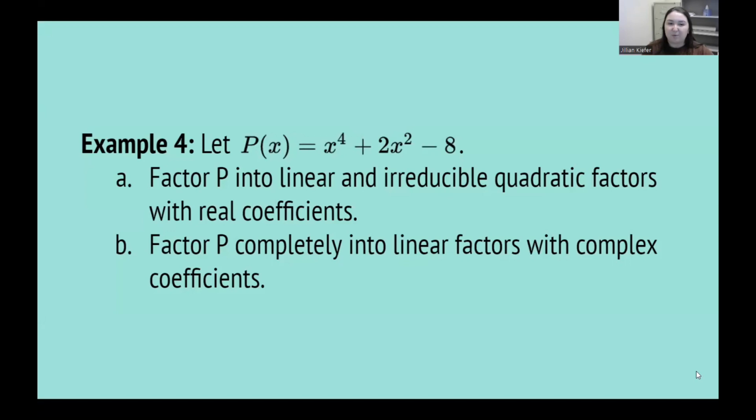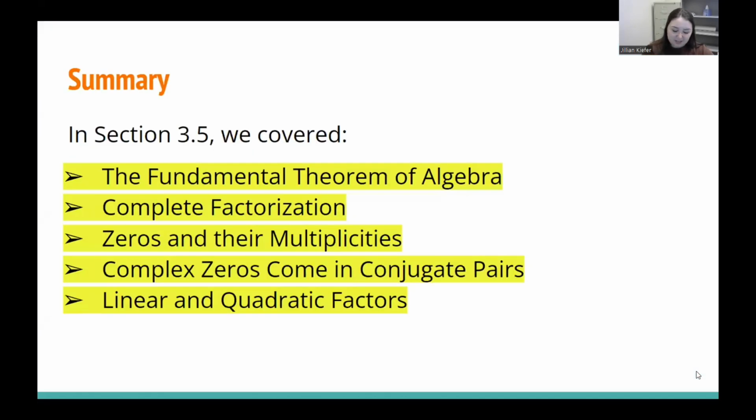Wrapping up example 4, that wraps up section 3.5. In 3.5, we covered the fundamental theorem of algebra, complete factorization, zeros and their multiplicities, complex zeros that come in conjugate pairs, and linear and quadratic factors.